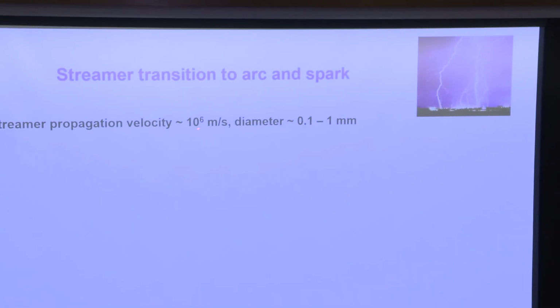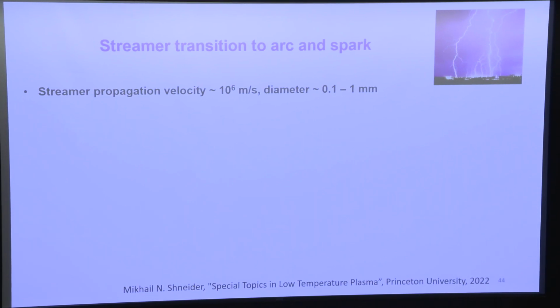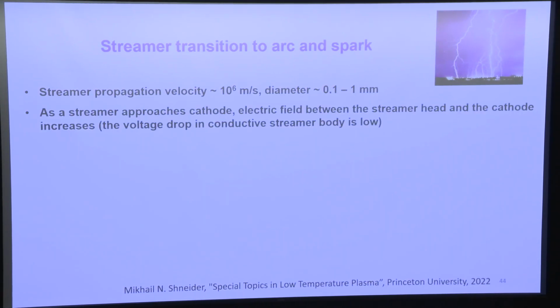So the streamers can propagate at a million meters per second, and the diameter is typically 100 microns to 1 millimeter. So the streamer is very fast. Then as the streamer approaches the cathode, it creates a very strong electric field between the streamer head and the electrode. That strong electric field creates a lot of breakdown and secondary electron emission. Then the current quickly increases and the resistance quickly decreases. So you create a flashback of electrons from the ground to the sky, and eventually ionize it.